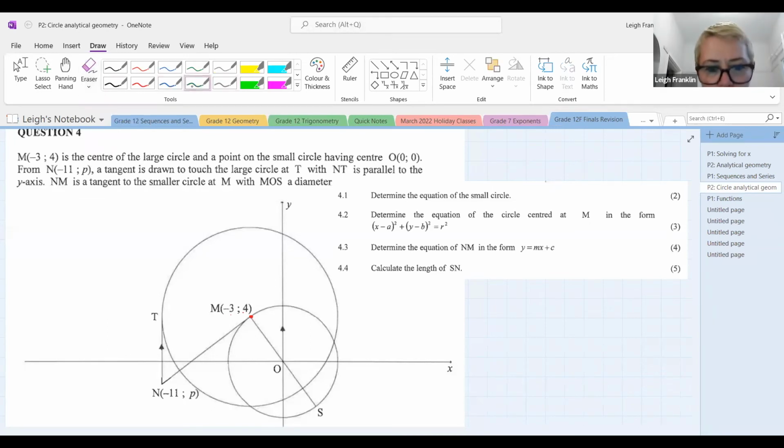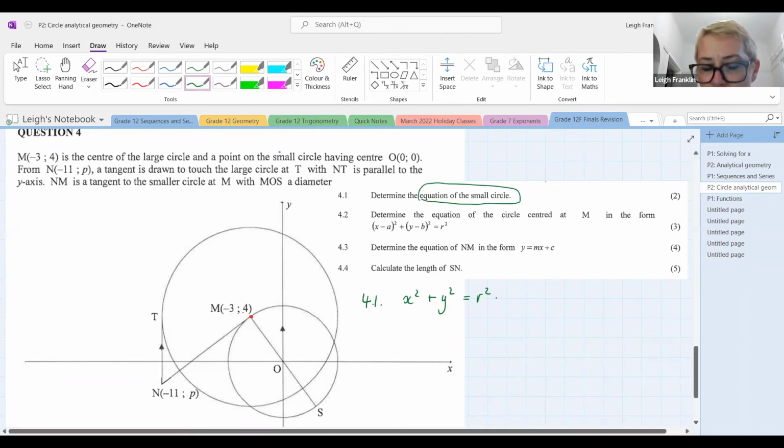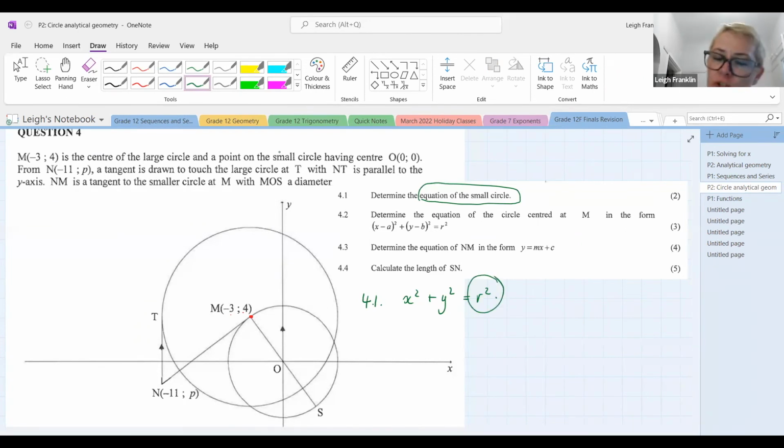I'm just a little bit puzzled because if I were to do this, I would take MN and put it on delta X to try and find the gradient. But we don't have the y value for N. Okay, so here, Diana, what they're asking you for is the equation of the small circle. That's this over here that's in green. So what they want from you is a value for r squared.